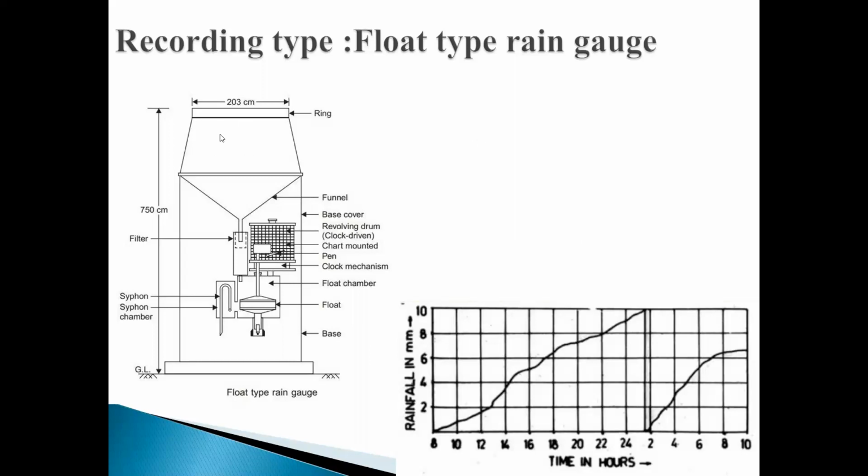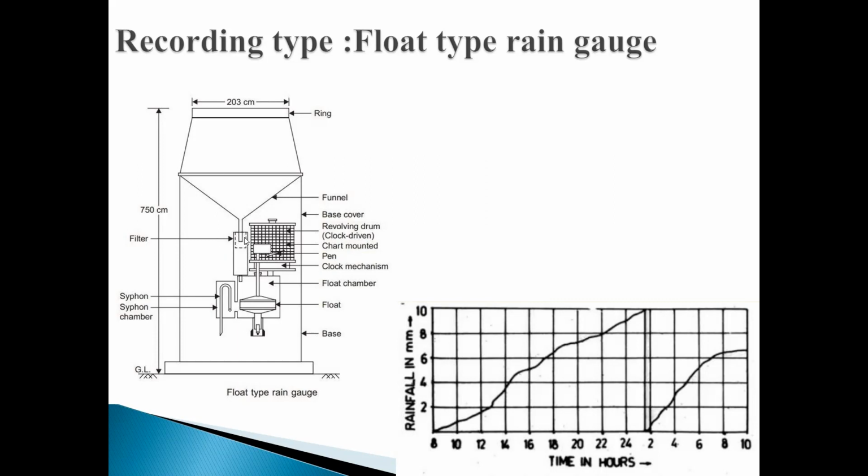Now this is the figure of the float type rain gauge. Here all the dimensions have been given. Here you have a top circular ring of diameter 203 centimeter, and the height is 750 centimeter above the ground level. And here you have a casing, that is the base, and you can see here this is the funnel which receives the rainfall. Now here you have a float arrangement.